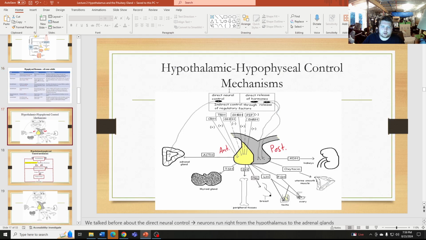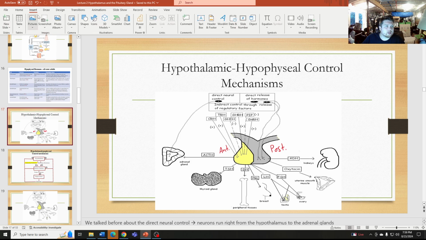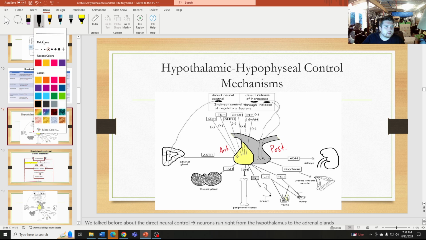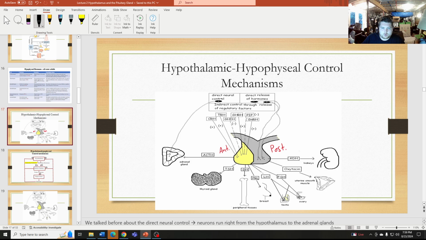Here's just another picture, reiterating. Okay, remember up in that hypothalamus, there's that direct neural control to the adrenal gland, as well as to part of the posterior pituitary gland. I'm going to add that in there. Let's do a little black line. Make it pretty thin as well. There's also a connection there. And I'll get into the specifics of that connection later on.